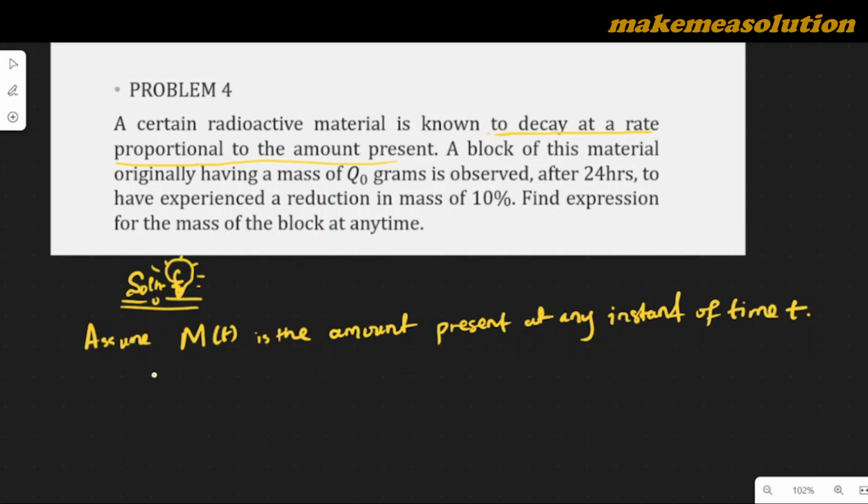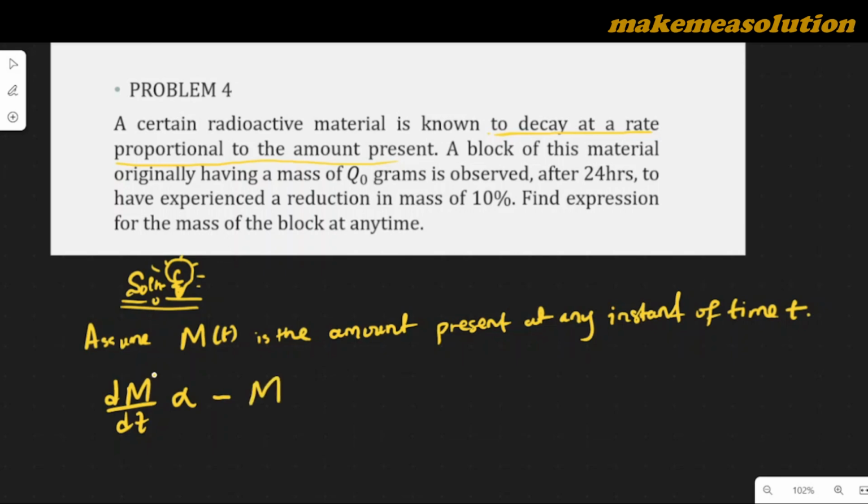So assuming that M of t is the amount present at any instant of time t, what you want to do is transcribe the meaning of this statement: a certain radioactive material is going to decay at a rate proportional to the amount present. That means the rate of decay, or the rate of change, dm by dt, is proportional to what? The amount present. Now, since we are dealing with a decay here, it makes sense to introduce a minus sign.